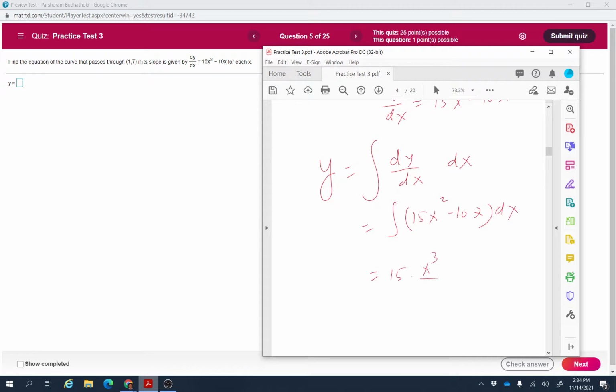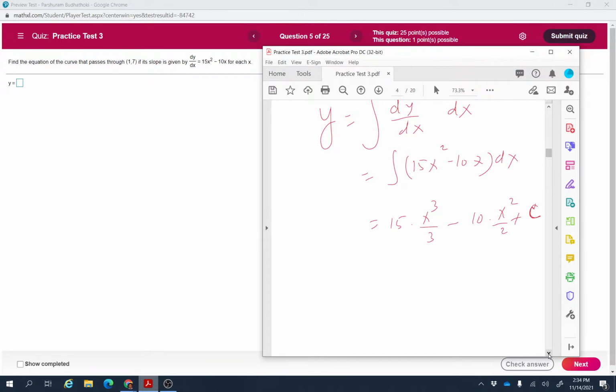That gives us 15x cubed over 3 minus 10x squared over 2, and then plus c, which is the constant. That's the general antiderivative. So let's simplify this. If we simplify, then y would be 5x cubed minus 5x squared plus c. But remember, this is the general integration of dy over dx, but we want to find the particular curve which passes through (1, 7). So what that means is we can put x equal to 1 and y equal to 7 in this equation for finding the value of the constant.